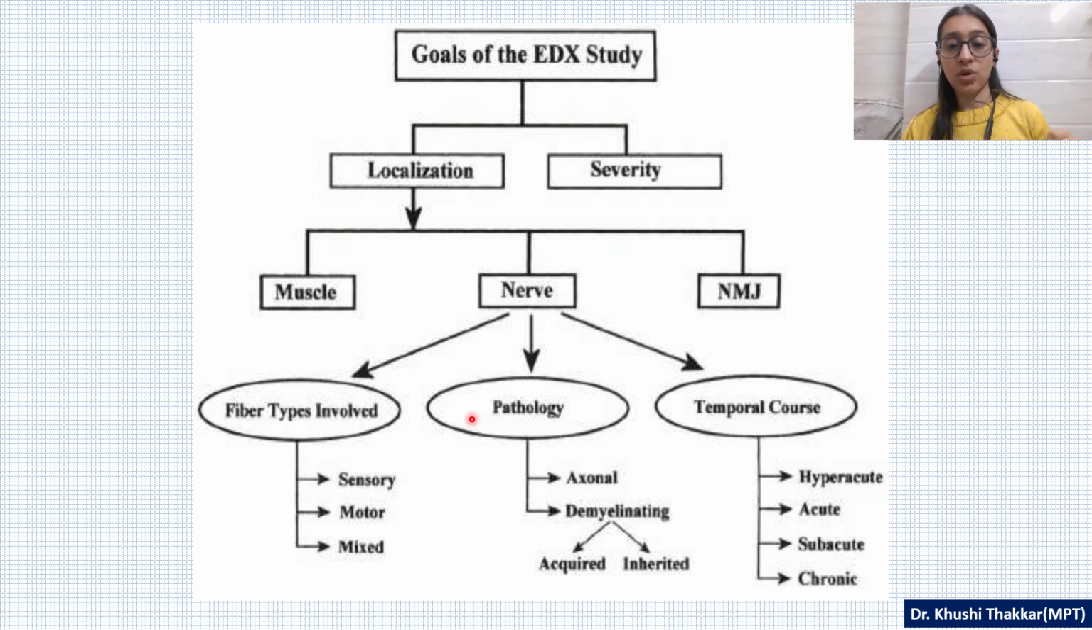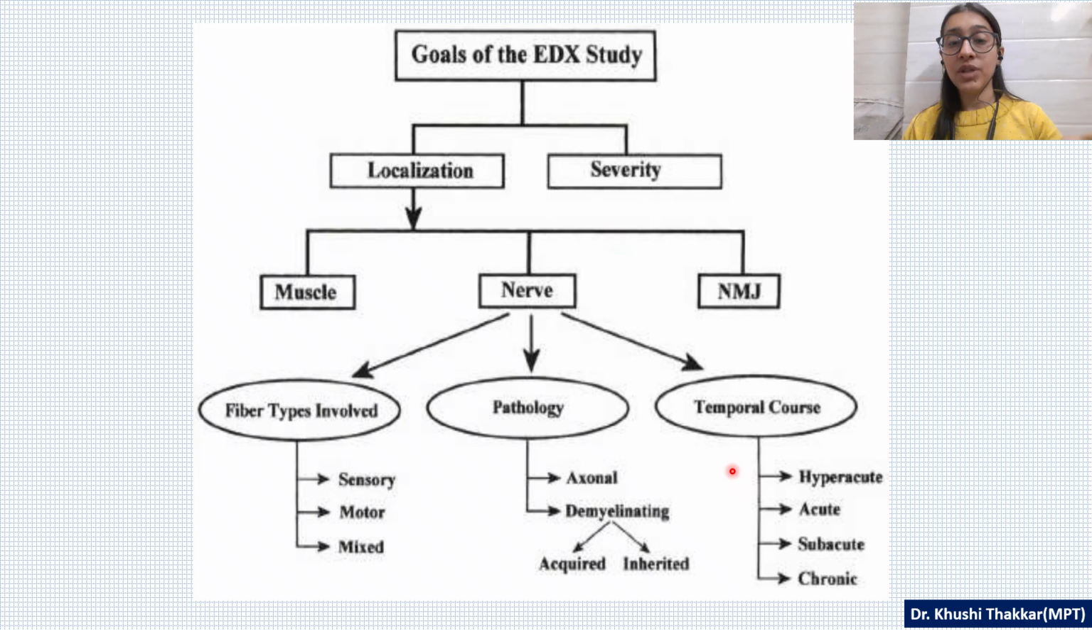Next comes your pathology. So whether it is axonal or demyelinating, there is also one thing that is conduction block. So if there is any conduction block present, it also helps us understand demyelination, whether it is acquired or inherited. Okay. Then next comes the temporal course.